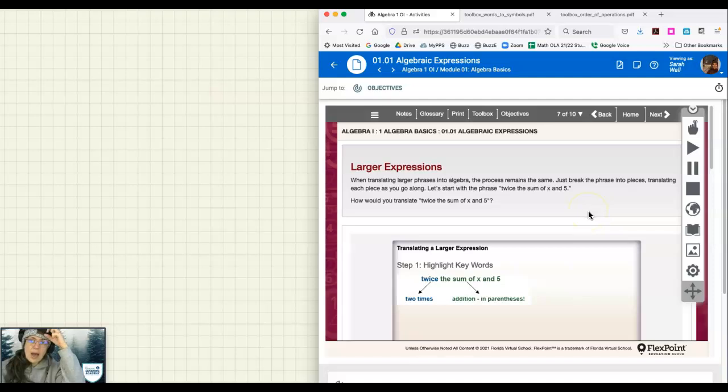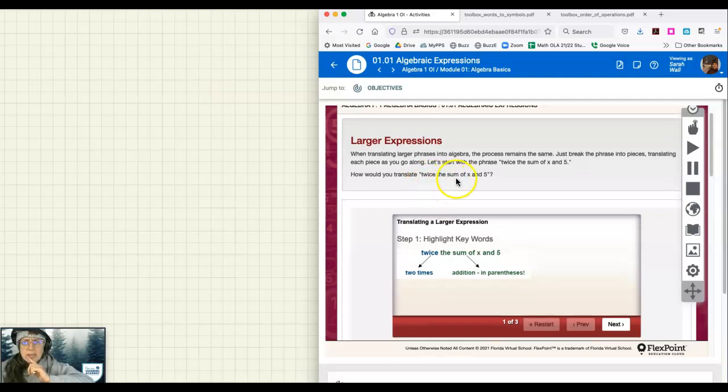So how can you use this? I am super curious to see if I write anything down. How can you use this? How would you translate twice the sum of x plus 5? Twice is 2, the sum is addition in parentheses. Okay? So highlighting the keywords. So writing this down. Look at that. I am going to write it down for you.